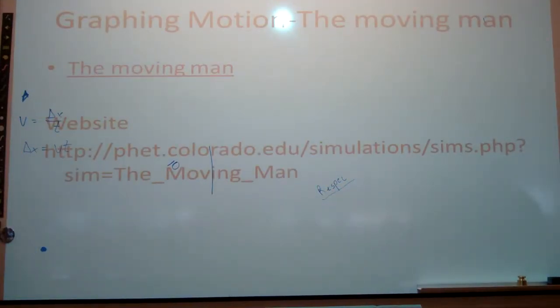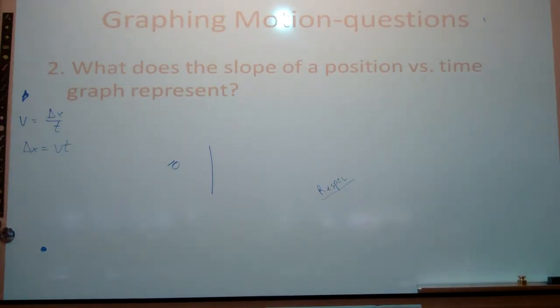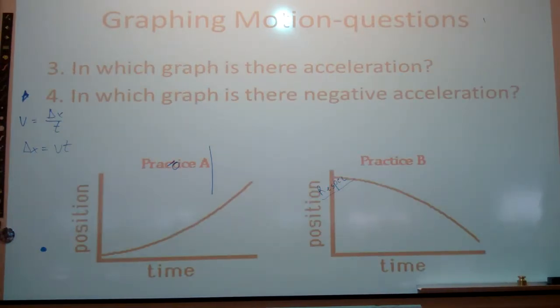Alright. Do you guys kind of understand how the graphing works? So that goes to some questions here. Below are position versus time graphs for objects A and B. Which object has a larger speed? B. Why B? Steeper slope. What does the slope of a position versus time graph represent? Velocity. Okay. In which graph is there acceleration? Both. In which graph is there negative acceleration? B.